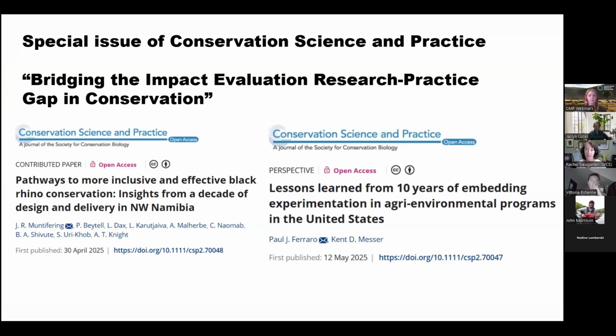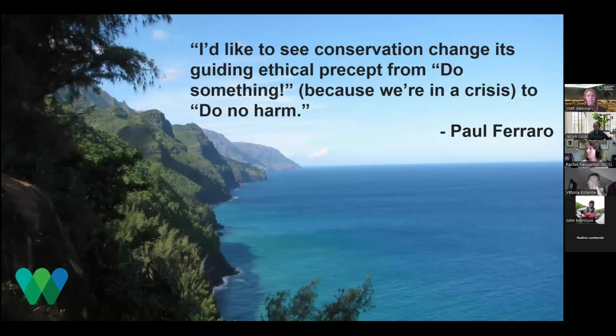It's a number of case studies of impact evaluation projects, so I don't need to say more about that. And I'll just leave you with some wisdom from Paul Ferraro, which is that he'd like to see conservation change its guiding ethical precept from do something because we're in a crisis to do no harm. So again, he's really focusing on those studies that show that there may be no statistically significant effect or actually a negative effect, and let's try to learn from them and do better.